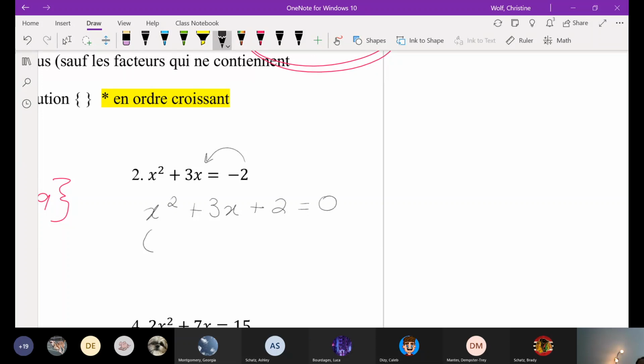So, je sais maintenant, ça c'est un autre trinôme. OK? Avec une A égale 1. So, tout ce que je fais, c'est un X à chaque terme, ou à chaque parenthèse. Maintenant, les nombres qui multiplient pour 2, mais additionnent pour 3, it's 2 and 1. Et les deux symboles sont positifs. So, voilà les deux facteurs.